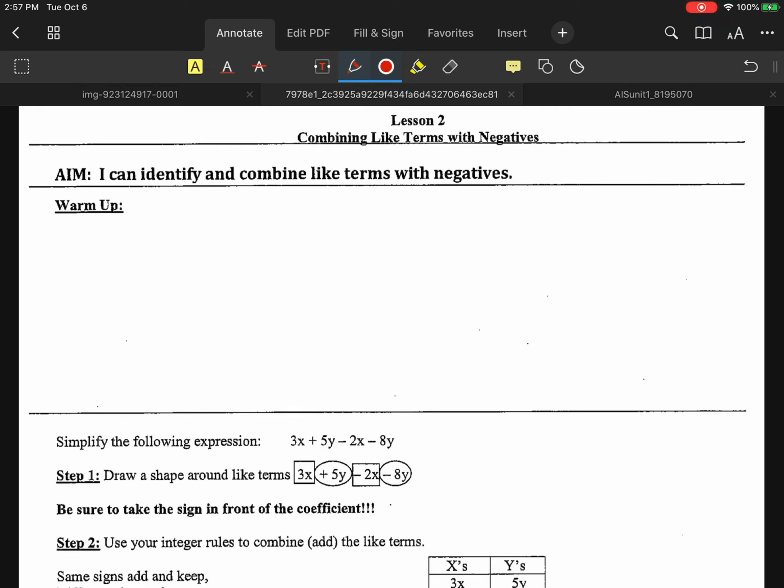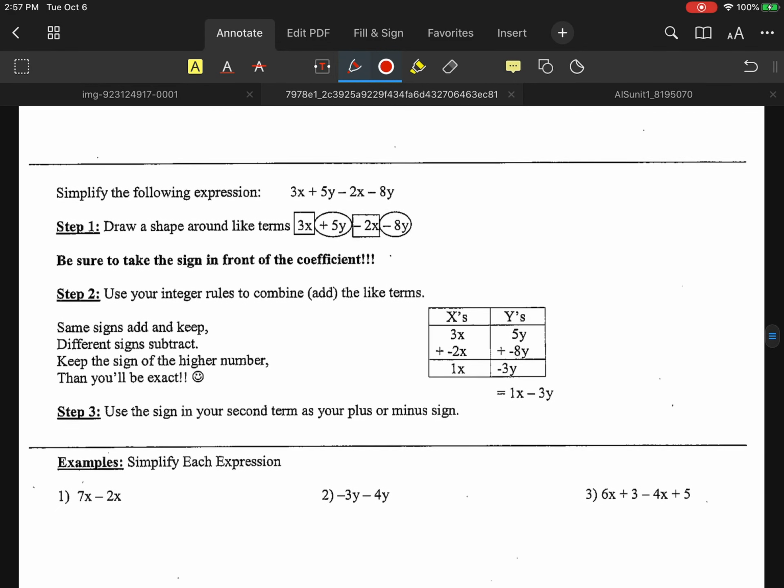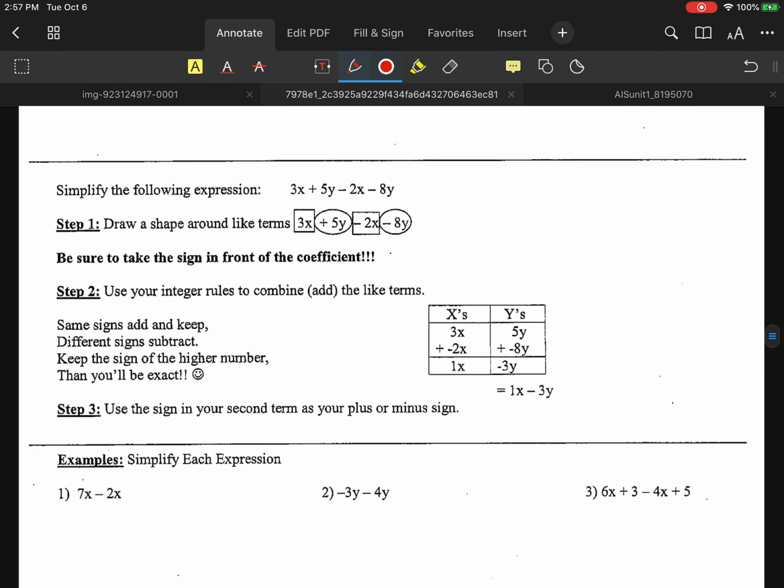Welcome to lesson 2 in unit 3, combining like terms with negatives. So yesterday we classified all of our polynomials using the words mono, bi, and tri. Today we're going to be combining like terms and doing the same, but these problems will have minus signs, which will make our numbers negative when doing the math. So I can identify and combine like terms with negatives.